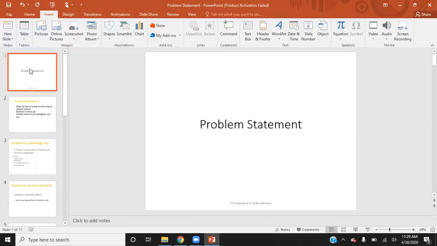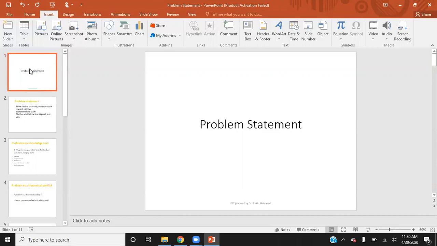The background of the study gives a brief overview or explanation of the things that your readers need to know to understand your research, what is the basic knowledge that your reader should have. So that goes into your background of the study. Then we have the problem statement.